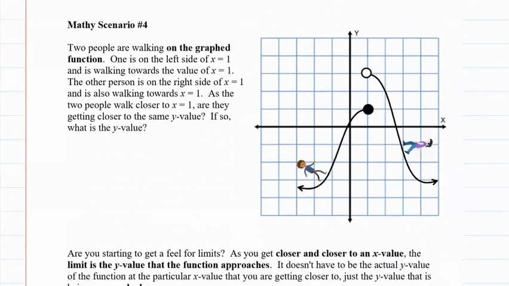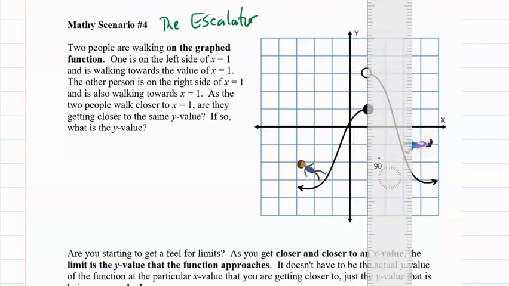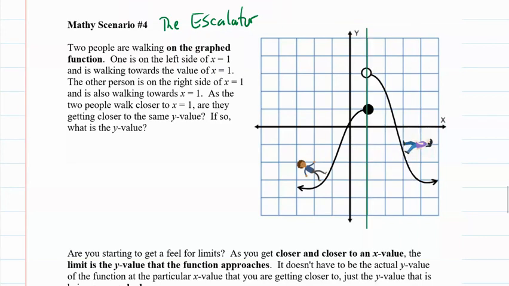And our last scenario would be the chandelier, the escalator. All right, so the guy is headed towards the chandelier, and we're going to put the chandelier at 1. So the guy's headed towards the chandelier, the girl's headed towards the chandelier, but are they getting closer to the same y value? No, they're not.